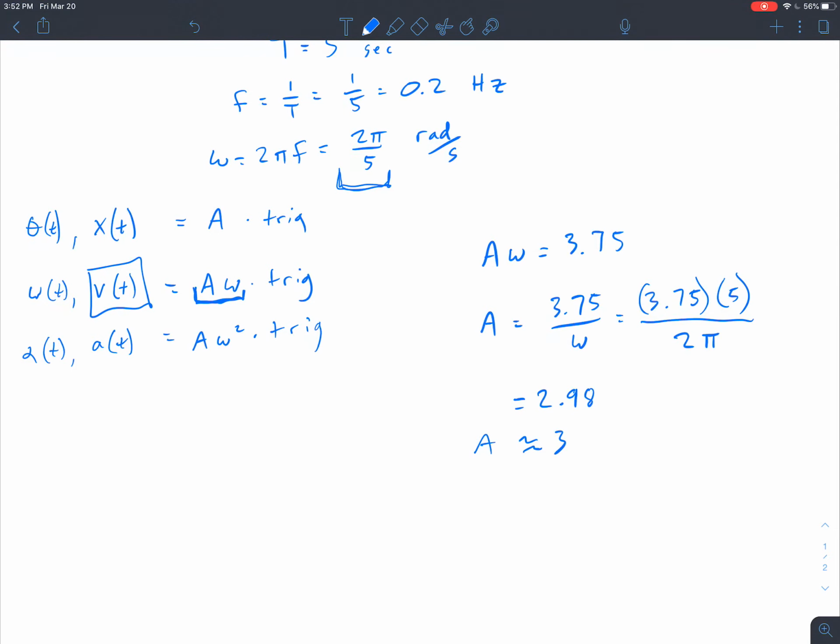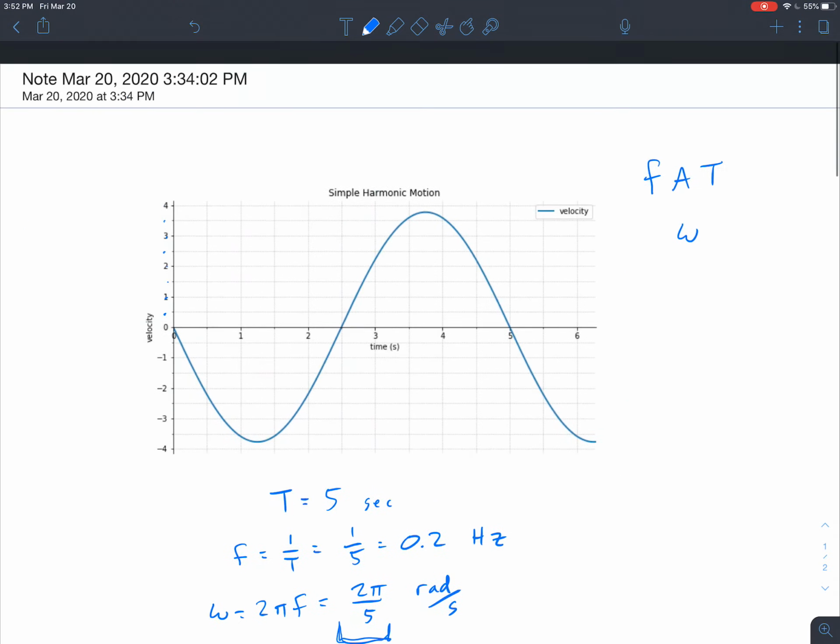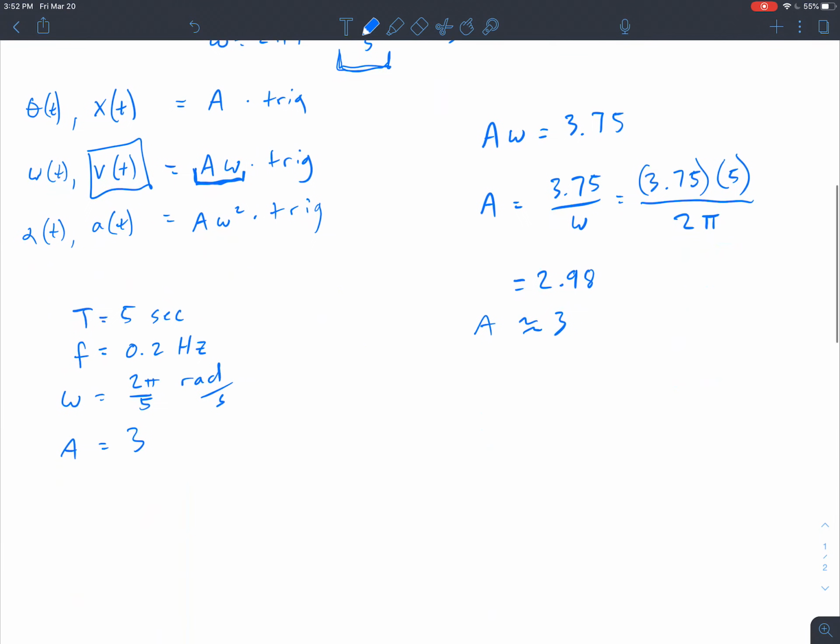So we have all these variables now. Our period is 5 seconds. Frequency is 0.2 hertz. Omega is 2 pi over 5 radians per second. And our amplitude is 3. It's velocity, so 3 meters. So there's our variables.